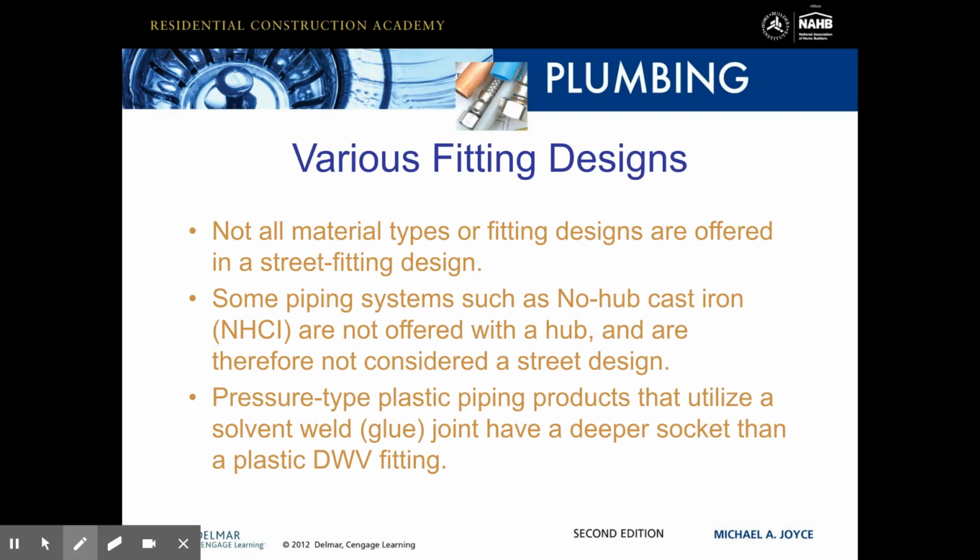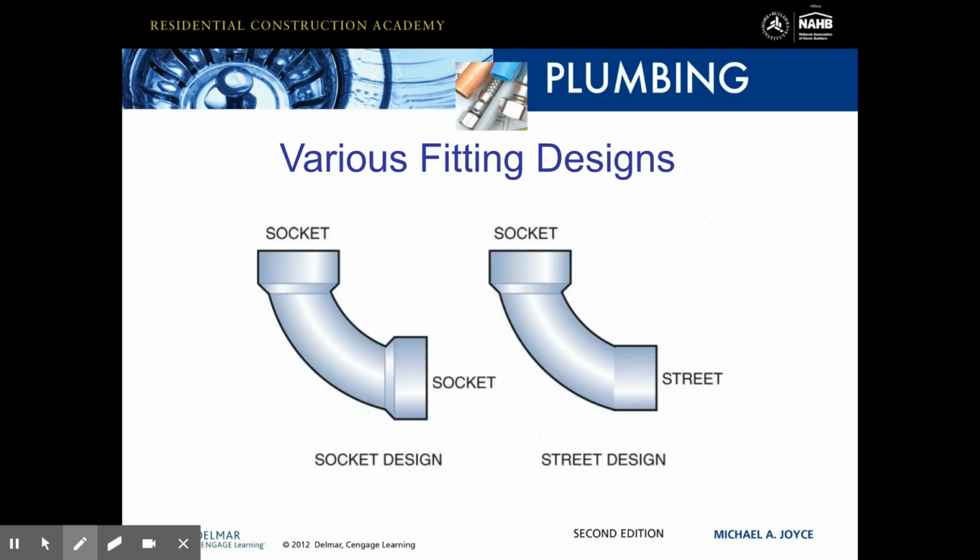a street design. Pressure-type plastic piping products that utilize a solvent weld or glue have a deeper socket than a plastic DWV fitting. And here you can see, here's your socket design. So you have a socket on both ends. Your street design, you only have a socket on one end.